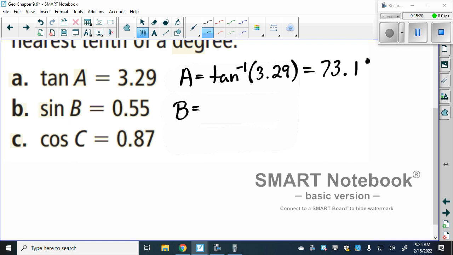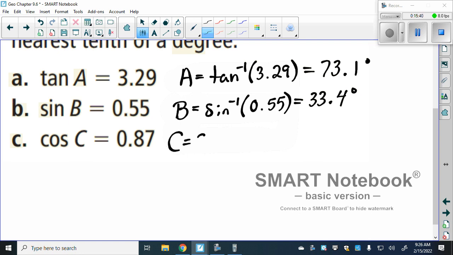Now what would we do for the second one? Sine inverse of 0.55. And lastly, to find C, we're going to take cosine inverse of 0.87. Questions on this here? Okay.